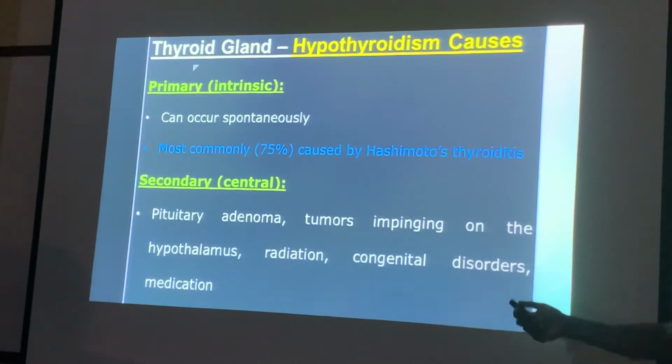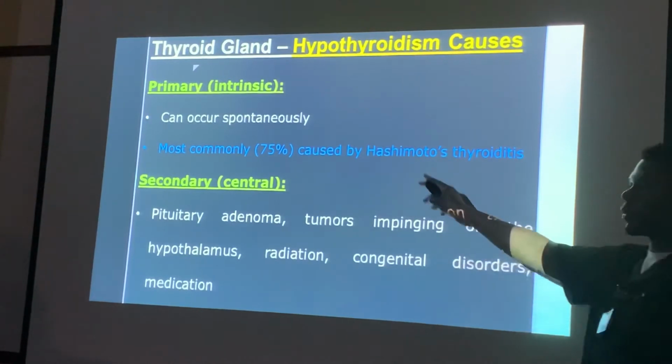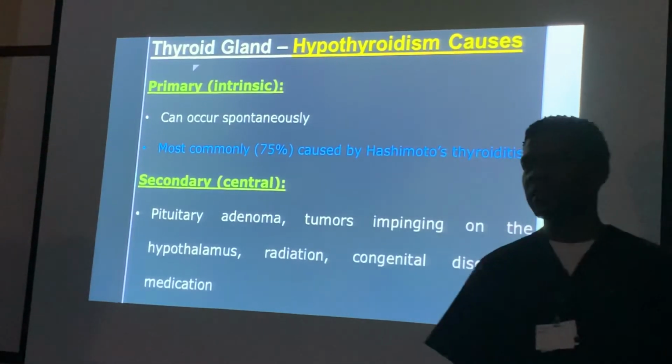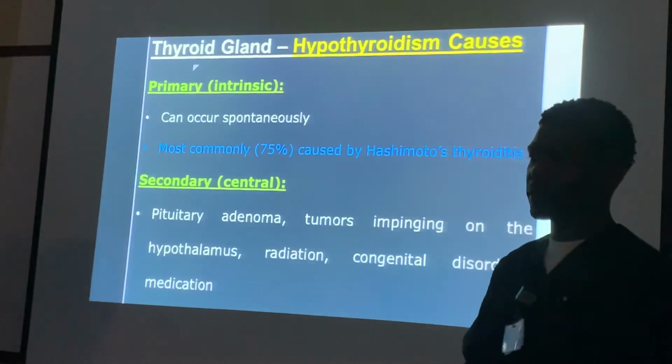Again, 75% of hypothyroidism cases are caused by Hashimoto's thyroiditis. Thyroiditis meaning inflammation of the thyroid, correct? I'm going to hit Hashimoto's again. Right now, I'm still just talking about hypothyroidism.